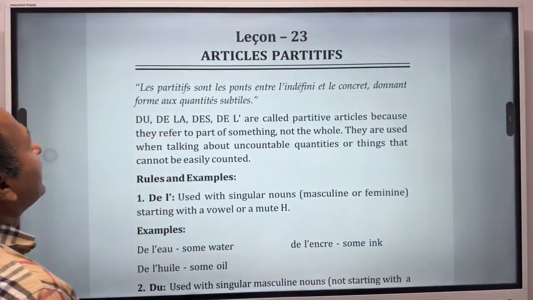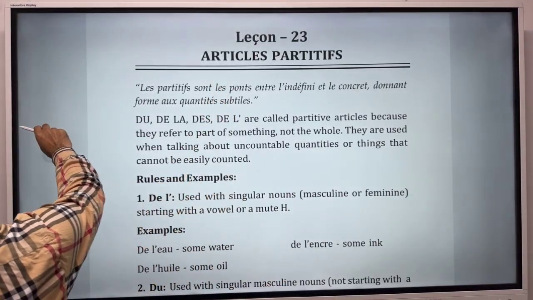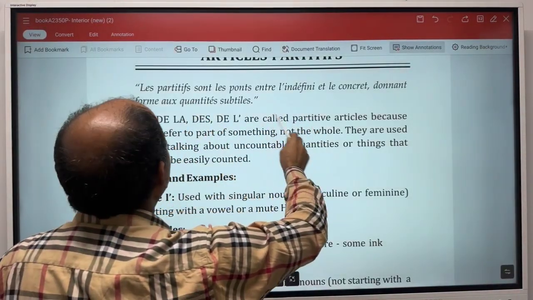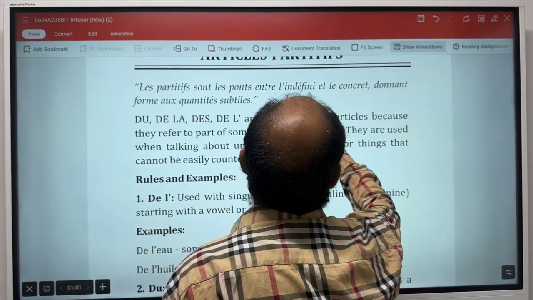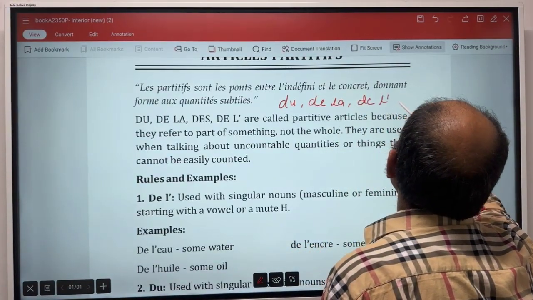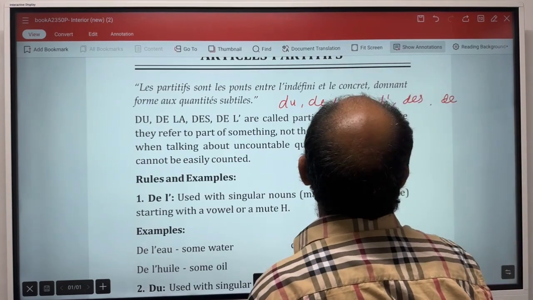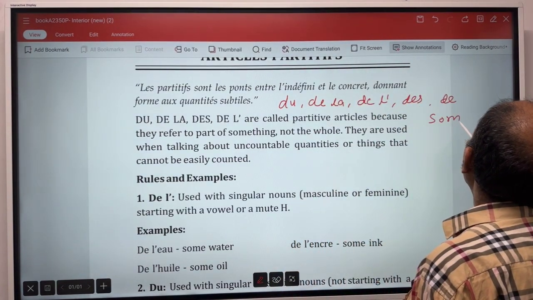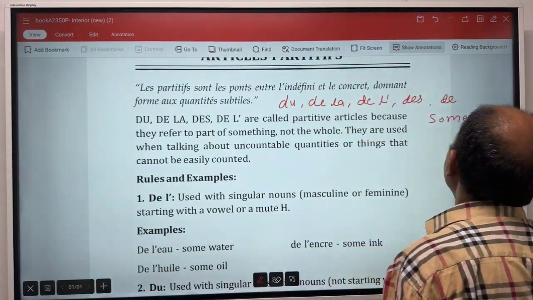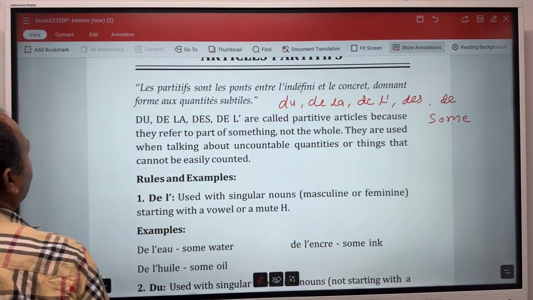Today we are going to study the next lesson of French, that is articles partitifs. Partitive articles are du, de la, de l', des and de. They all mean some. In negation, these partitives become de, or d' if the next word begins with a vowel.